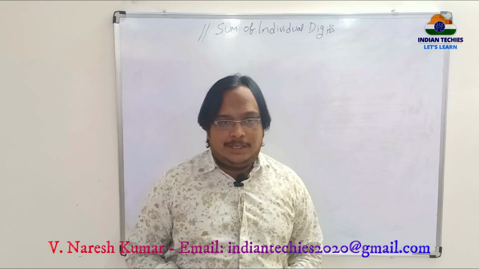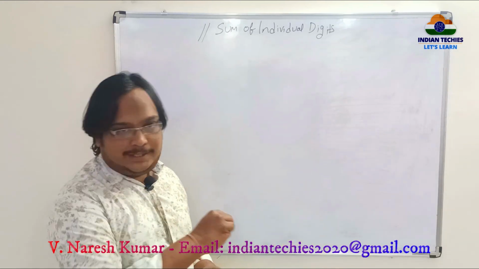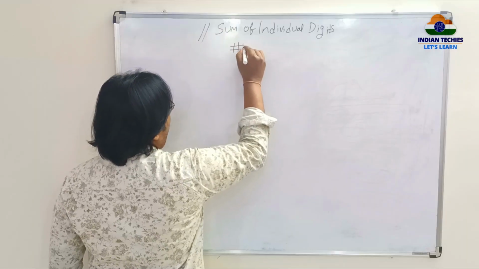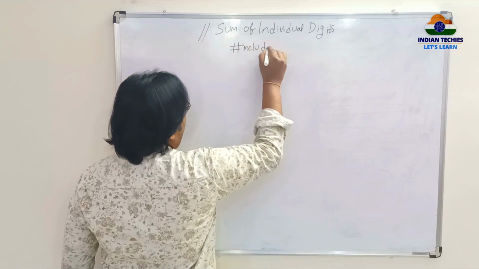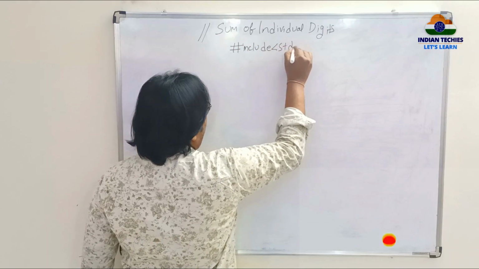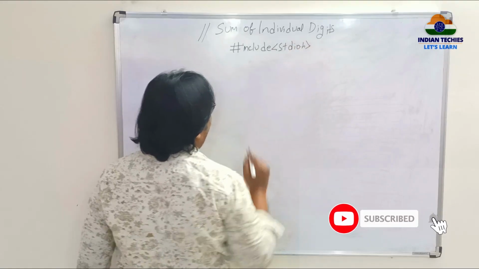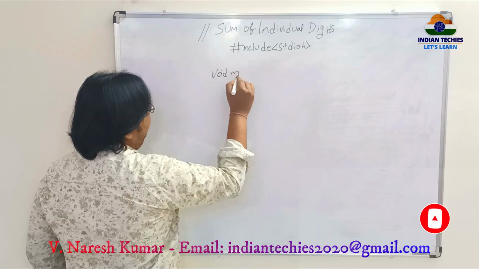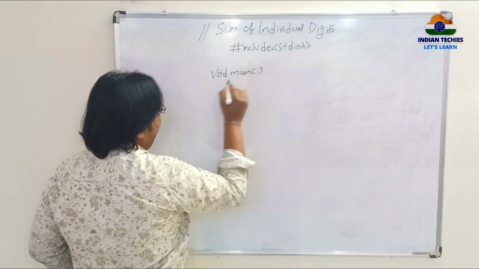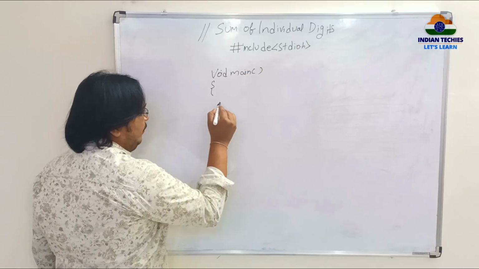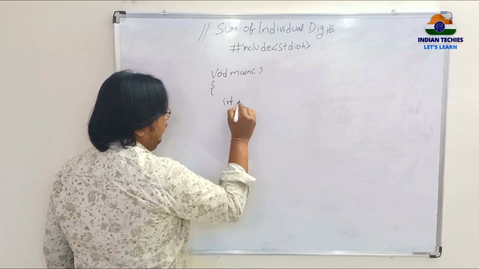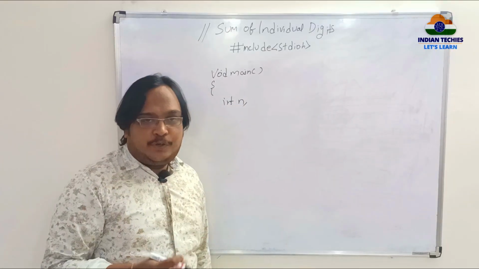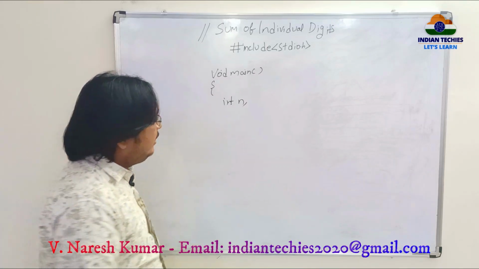Now, we will see the program, the example I have shown. Now, as usual, hash include stdio.h. Now I am writing void main. So first int, I am taking one number called n, because the user has to provide the input, the number for which he wants to find the individual digits.